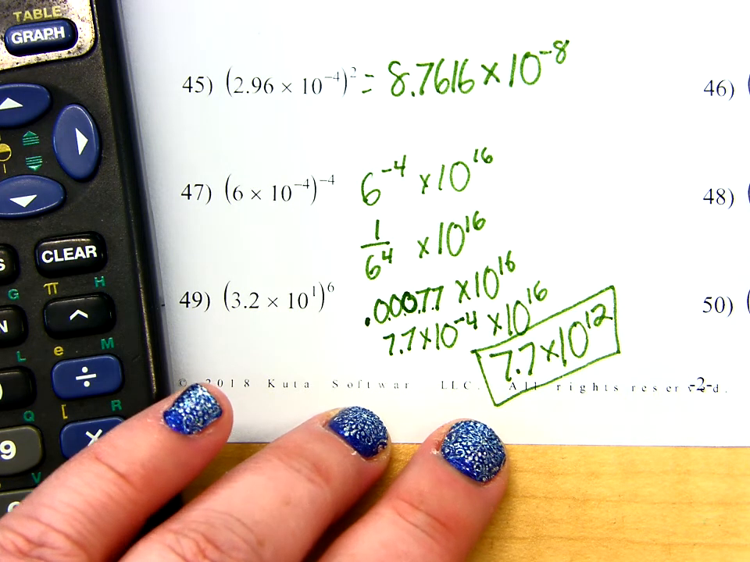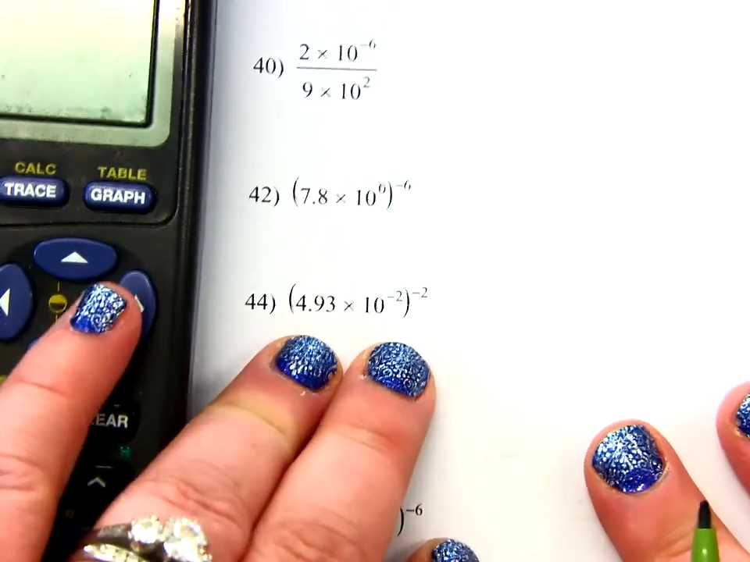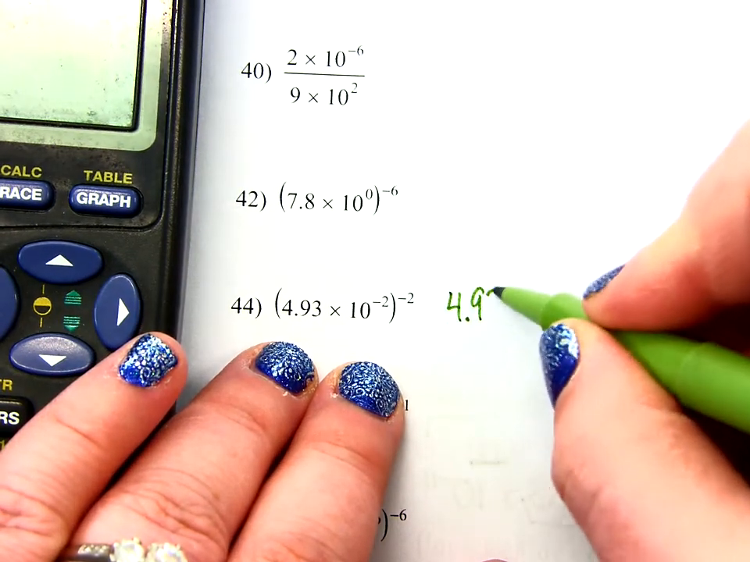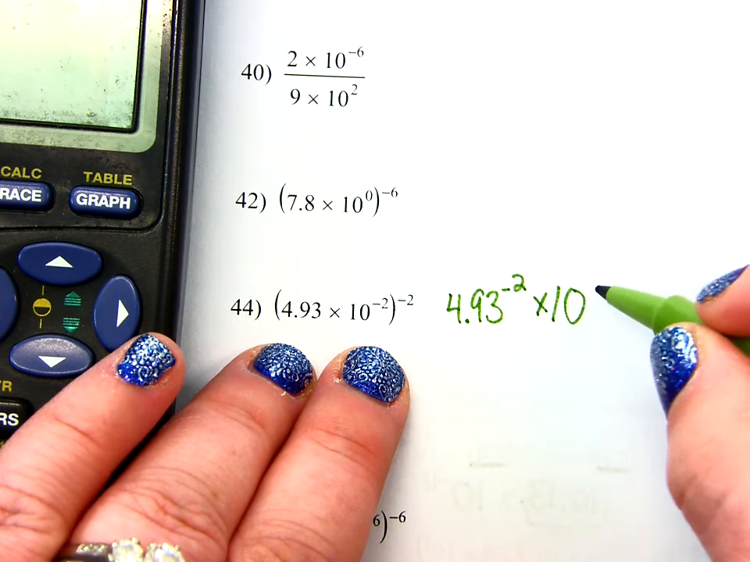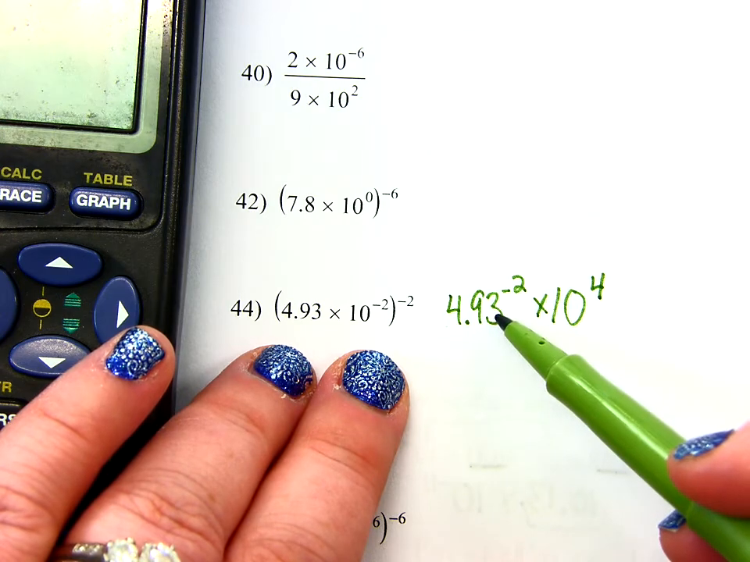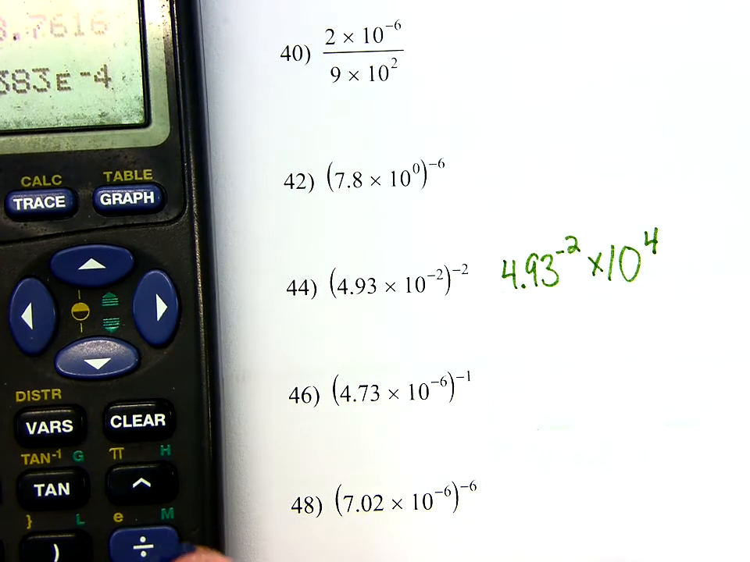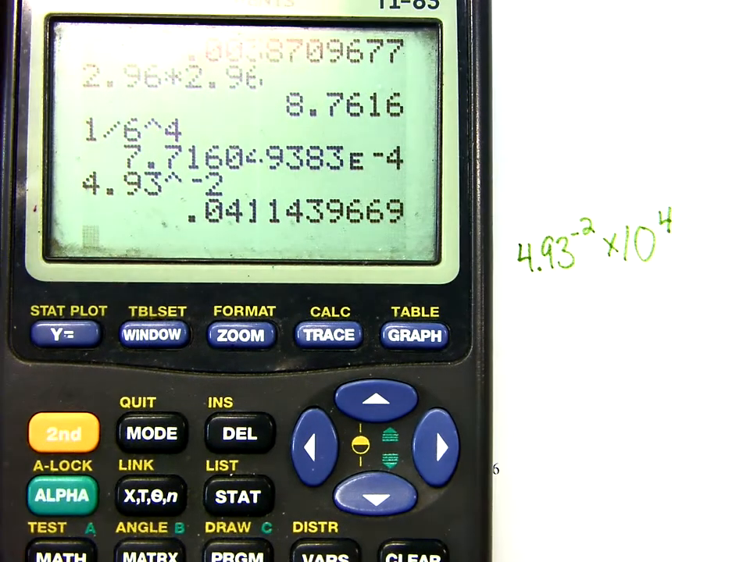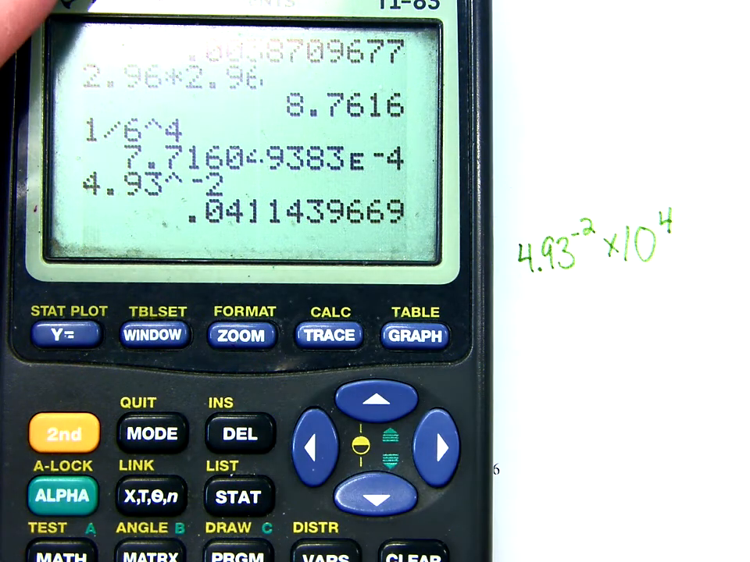You with me? Let's go try 44. This number shouldn't be too bad. So I'm going to need to do 4.93 to the negative 2 power times 10 to the what? Fourth, right? I'm going to have to ask my calculator what this is. Actually, I think I can just raise it to the negative 2? Why not? 4.93 raised to the negative 2 power. Oh yeah, it'll do it for me right there. Isn't that nice? So I get 0.041.